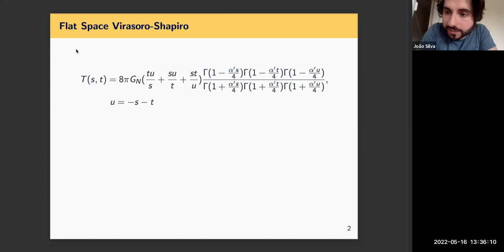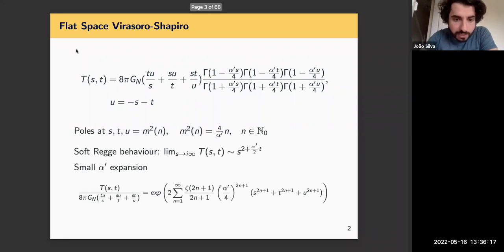So let me start by reminding you about the flat space Virasoro-Shapiro amplitude. It's this function that you see here. It's a function of the two Mandelstam variables s and t. Let me tell you about the most prominent features of this formula, because then I want to compare it to AdS. So it has poles when each of the Mandelstam variables s, t, and u is equal to the masses of the exchanged particles. The exchanged particles are labeled in this way, so their masses are equal to 4n divided by alpha prime.